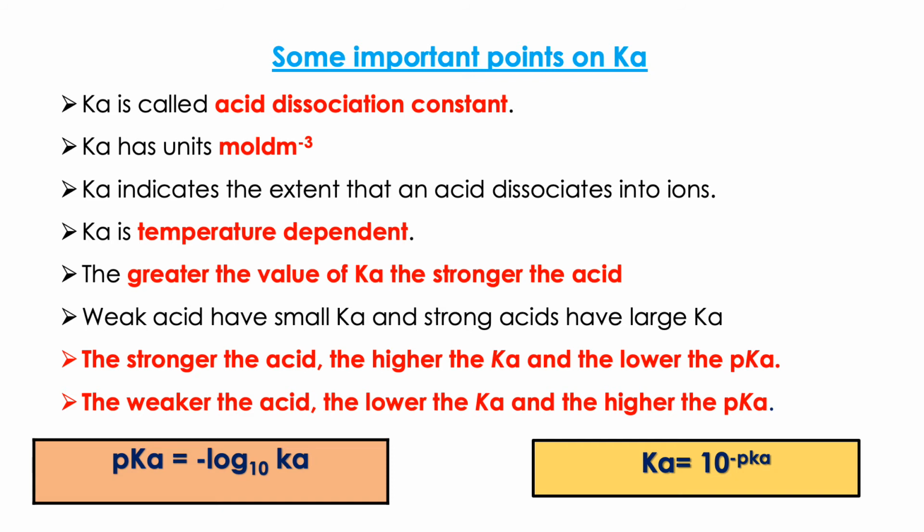The weaker the acid, the lower the Ka and the higher the pKa. The relationship between Ka and pKa is pKa is equal to negative log 10 Ka, and Ka is equal to 10 to the power minus pKa.